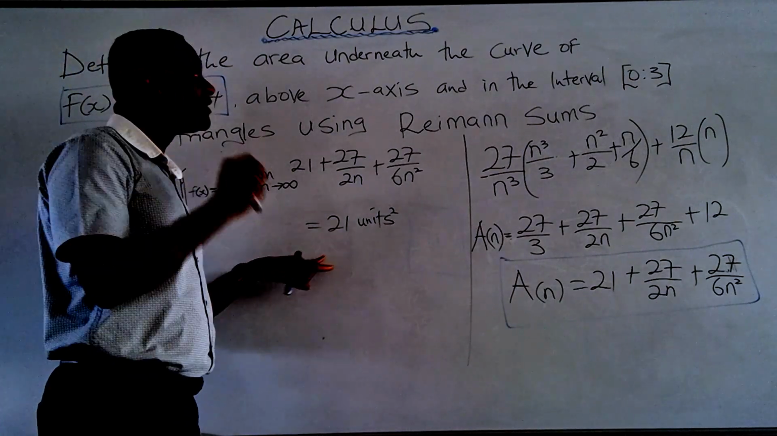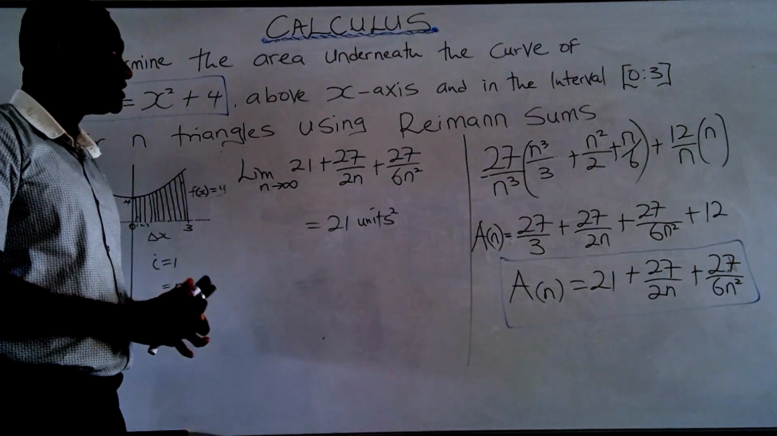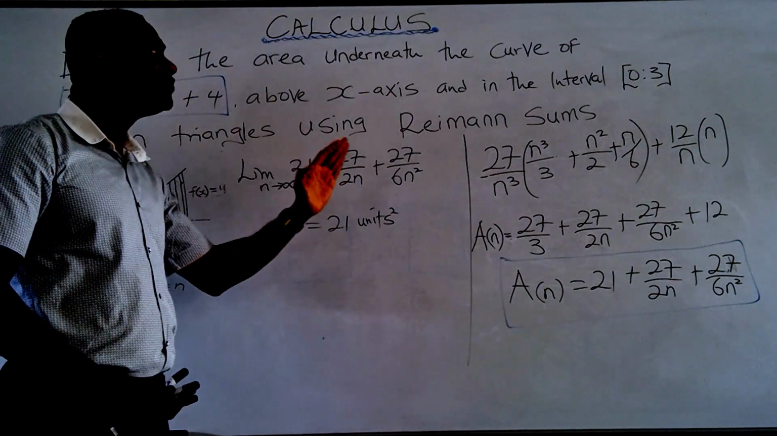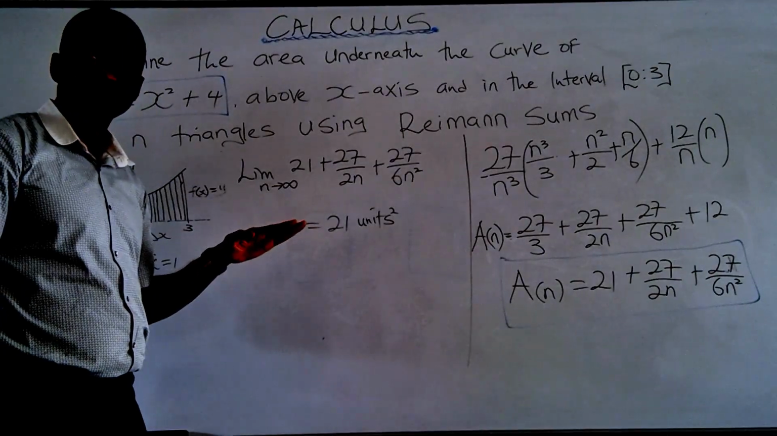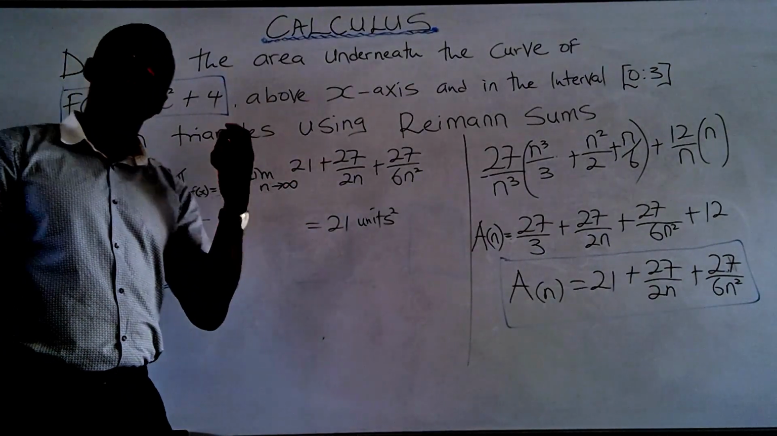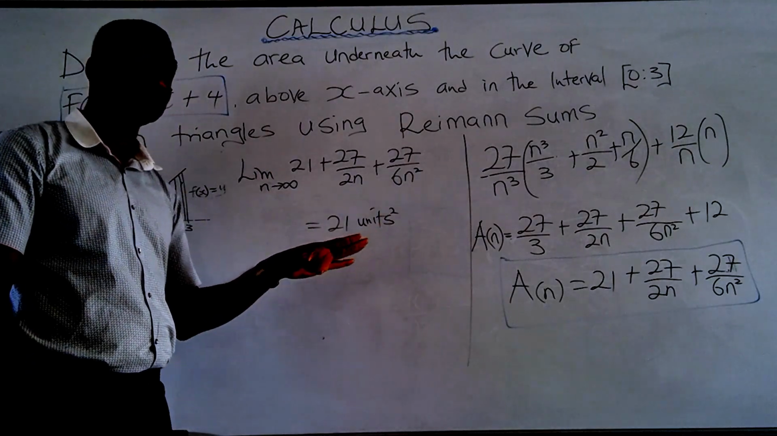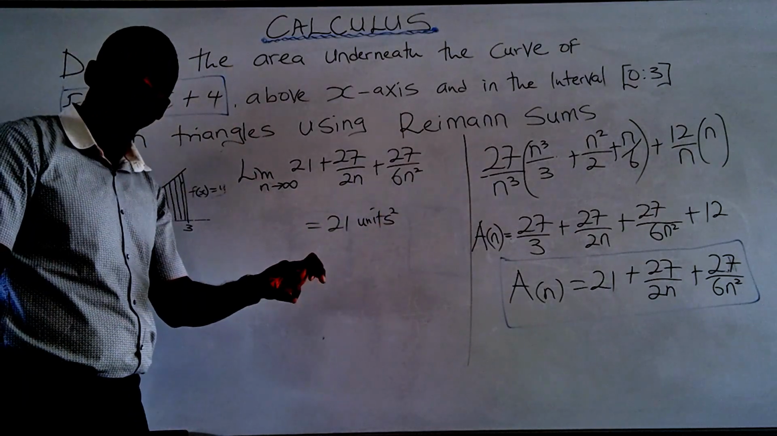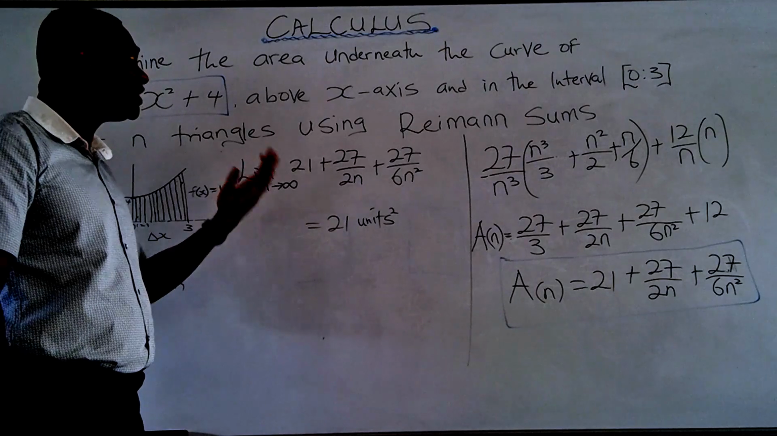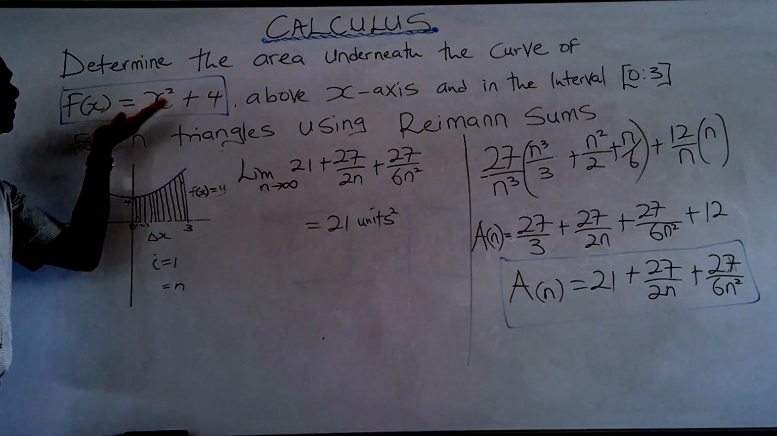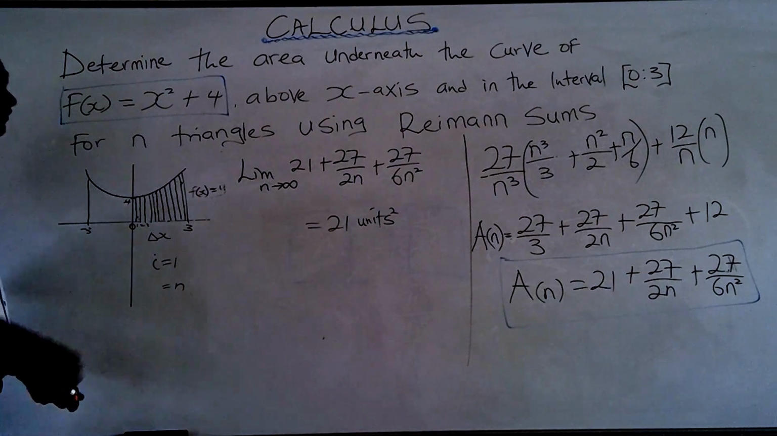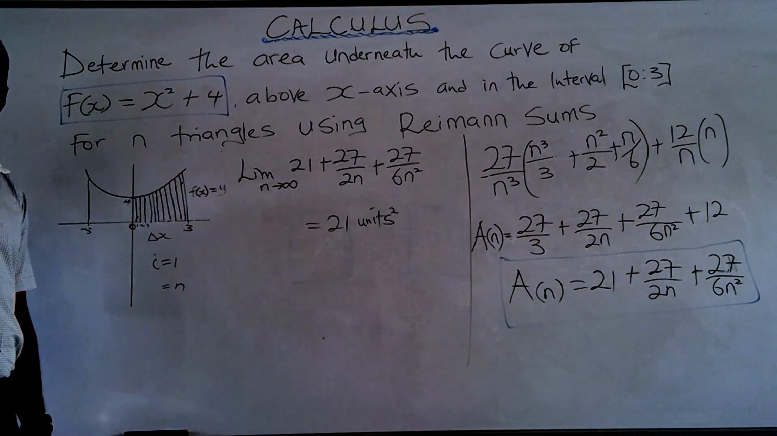So please, when you're writing, you must check if they're asking you to use Riemann sum. If so, Riemann sum must be used, and Riemann sum returns an approximation, an estimation. If they're asking for the exact value, then they are asking you to use integration on the given function, and you get the exact value of the area under the given curve.